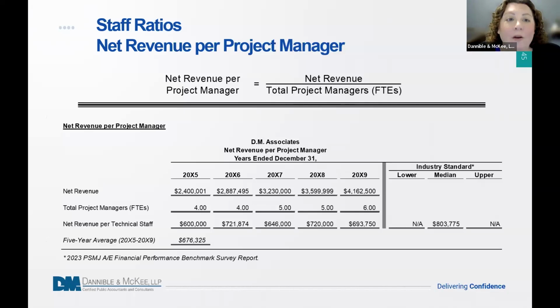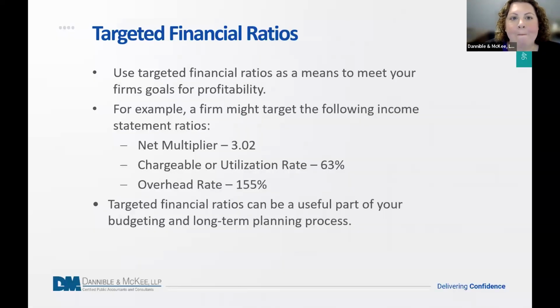All right, so your net revenue per project manager, this is great as well. How much on average should your project managers be generating for net revenue? This is something that you compare. Who's an overperformer, who's an underperformer, something for you to analyze there. All right, so some targeted financial ratios.